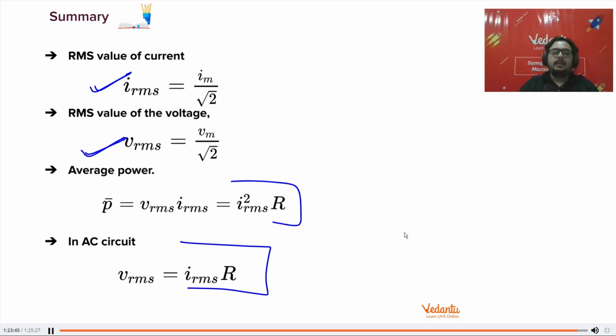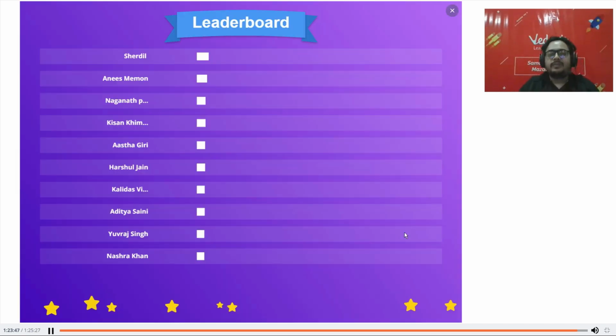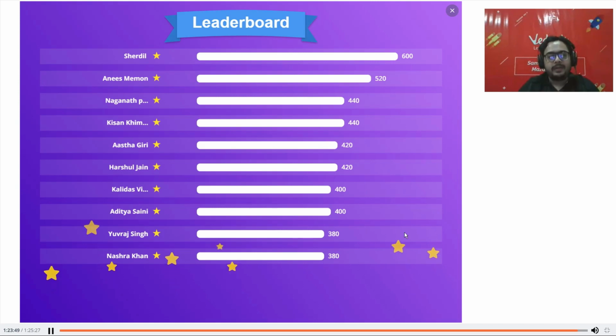Sherdil is at the top with a score of 600 despite poor connection. Then Anish, Nagnath, Kishan, Asta, Harshul, Kalidas, Aditya, Yuvraj, Nashra, Ayush, Mansi, Nishant, Shubham, and Sri Akshay. Congrats everyone, very well done. Party nahi milegi. Bilkul. I feel so sad.